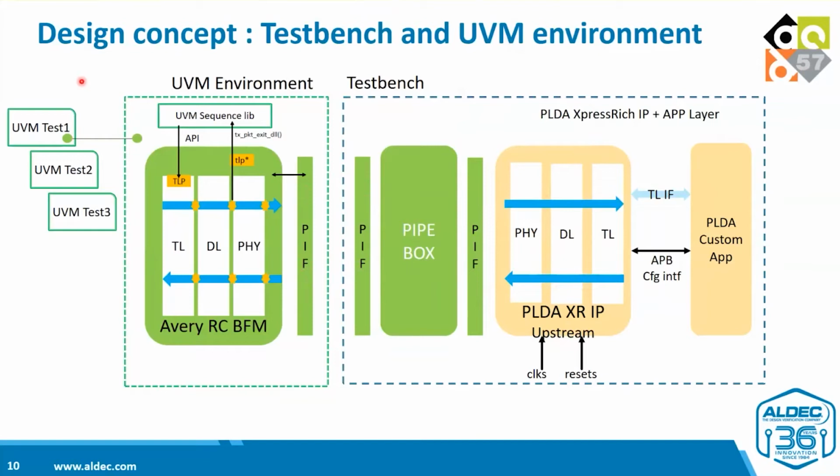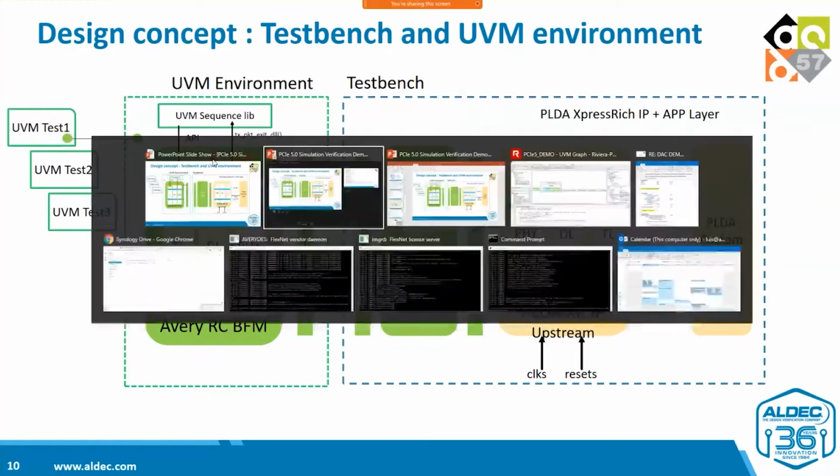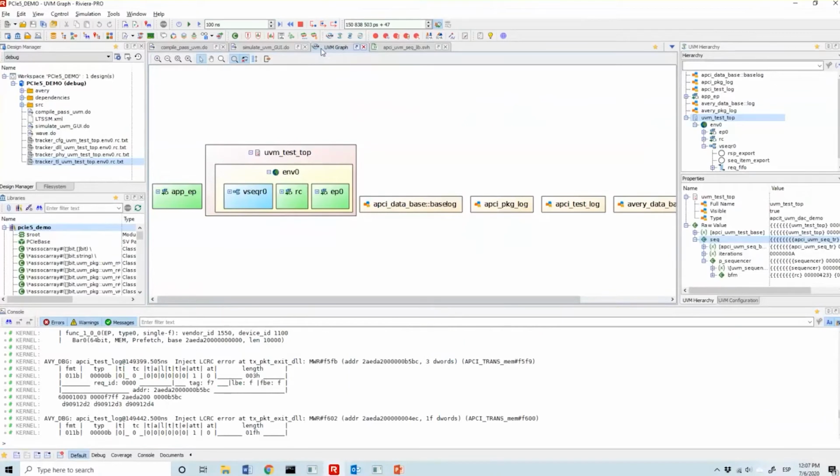And so we also have UVM test cases which drive the traffic through the BFM. And so if we switch over to the Riviera-PRO tool, once you compile and start simulating the design, this will generate a UVM graph as well as a UVM hierarchy of the UVM environment. And so if we start from the UVM graph, you will see the test stop, which instances the environment, which has the root complex BFM instance.